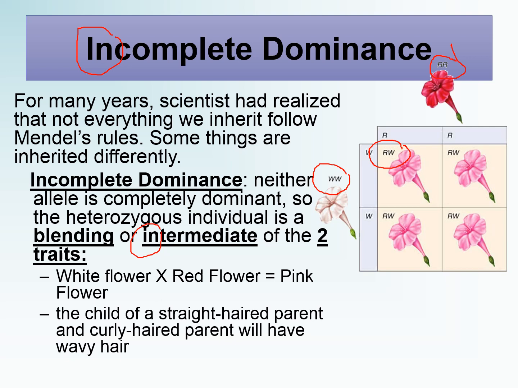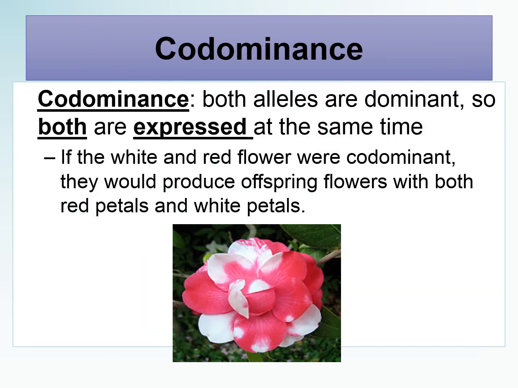So that's how we produce the pink offspring. In humans, a classic example of incomplete dominance would be the type of hair that a child could inherit. For example, if one parent has straight hair and the other parent has curly hair, often what will happen is the child will have a type of hair that is intermediate, in between the straight and the curly, and that would be wavy.